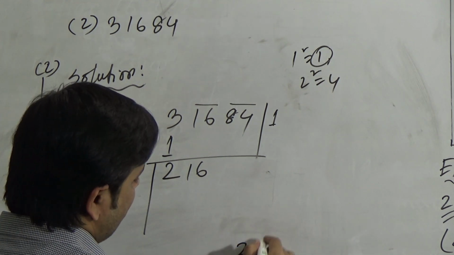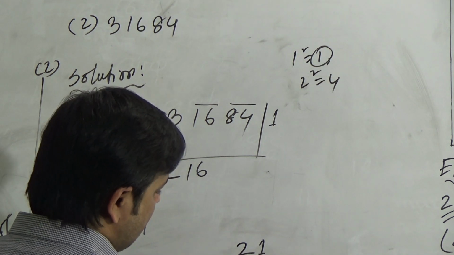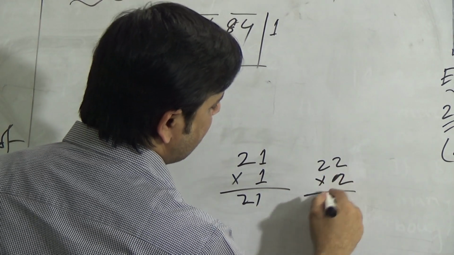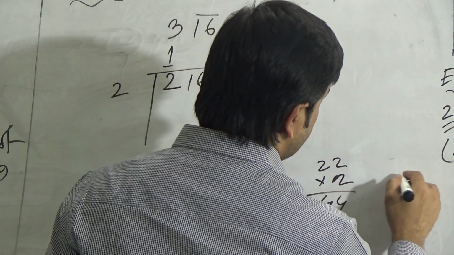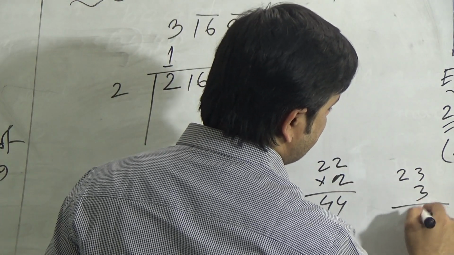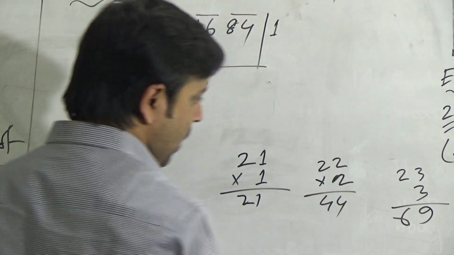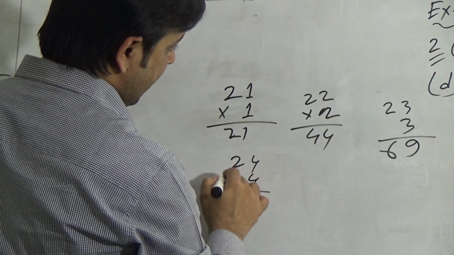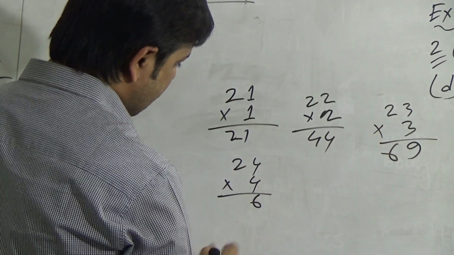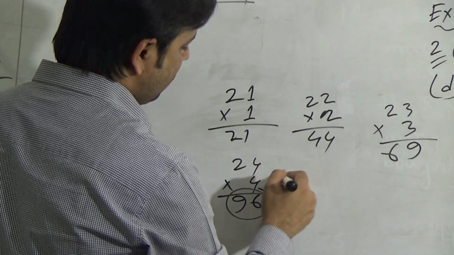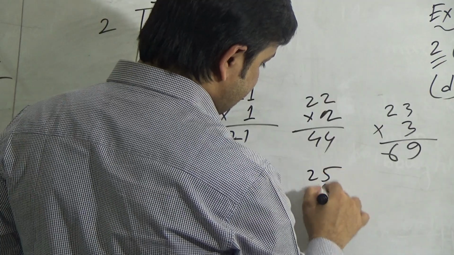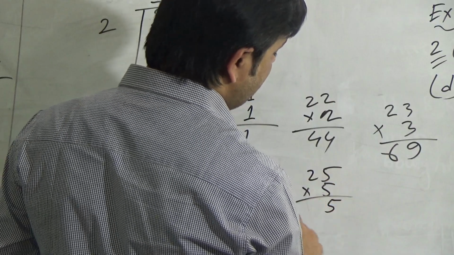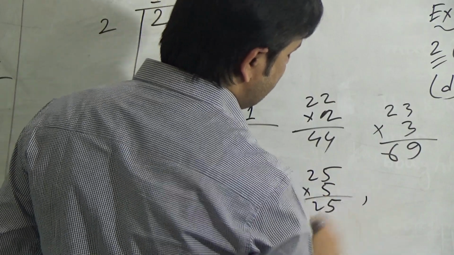Now see, if we put 1, we have to multiply 21 by 1, then this is 21. This is too small. 22, we multiply by 2, that will be 44. This is also too small. 23, multiply by 3, that is 69, too small. Now take 24, multiply by 4, that will be 96. This is also small. Now 25 multiplied by 5 is 125. This is also small.